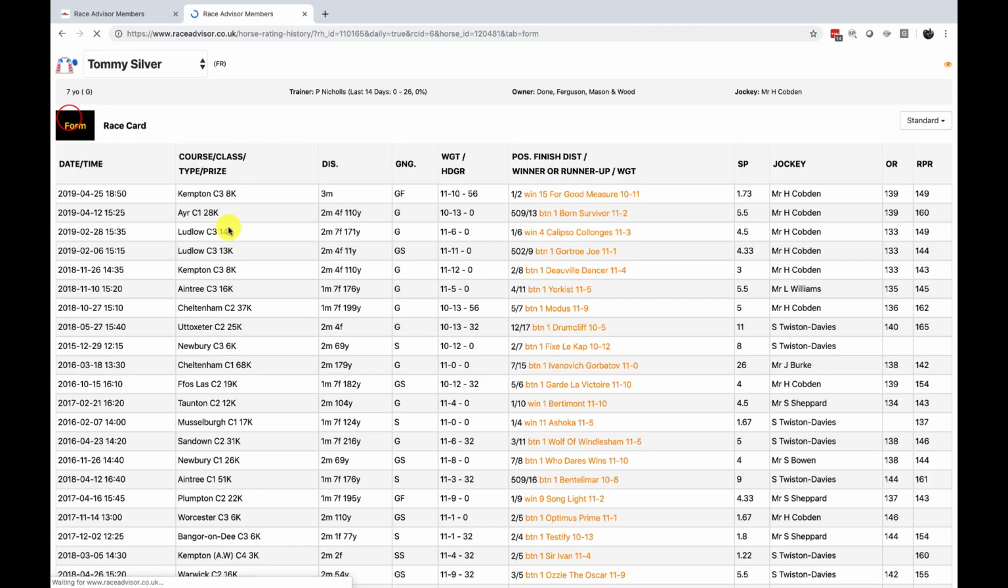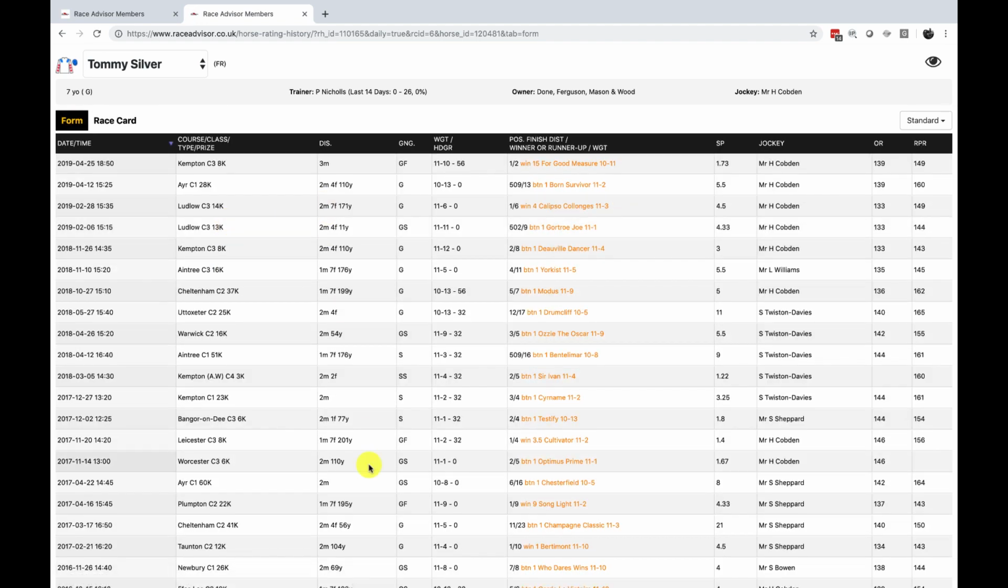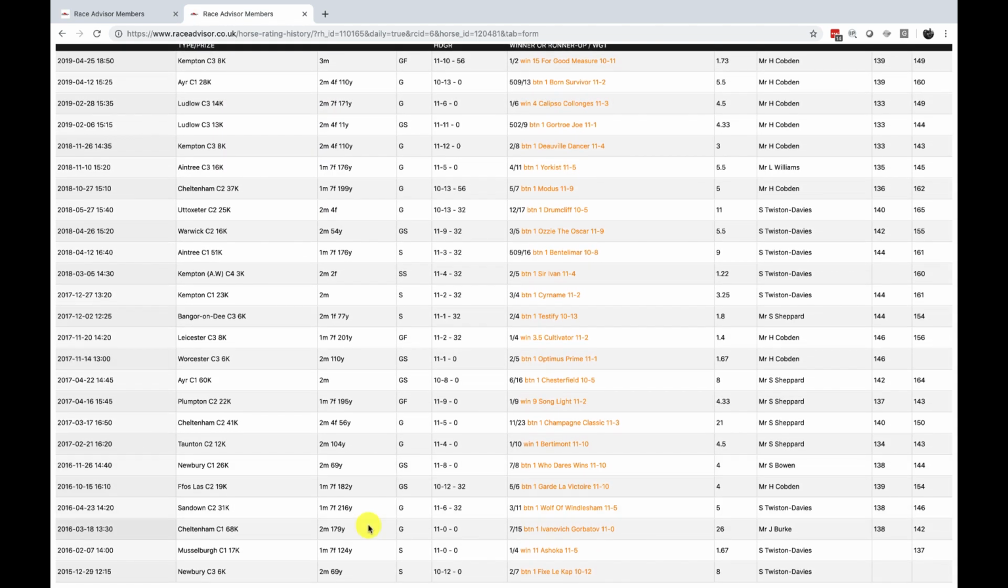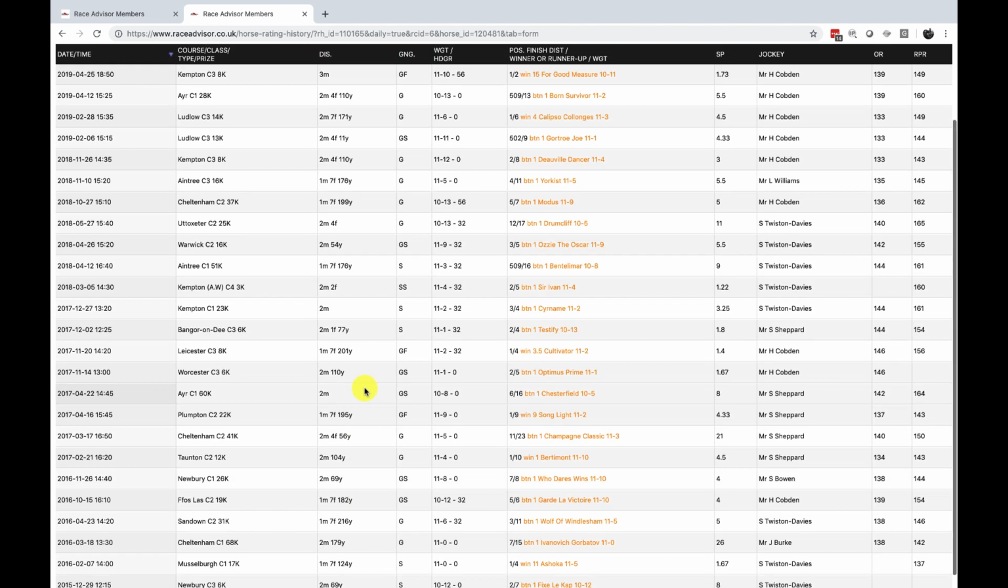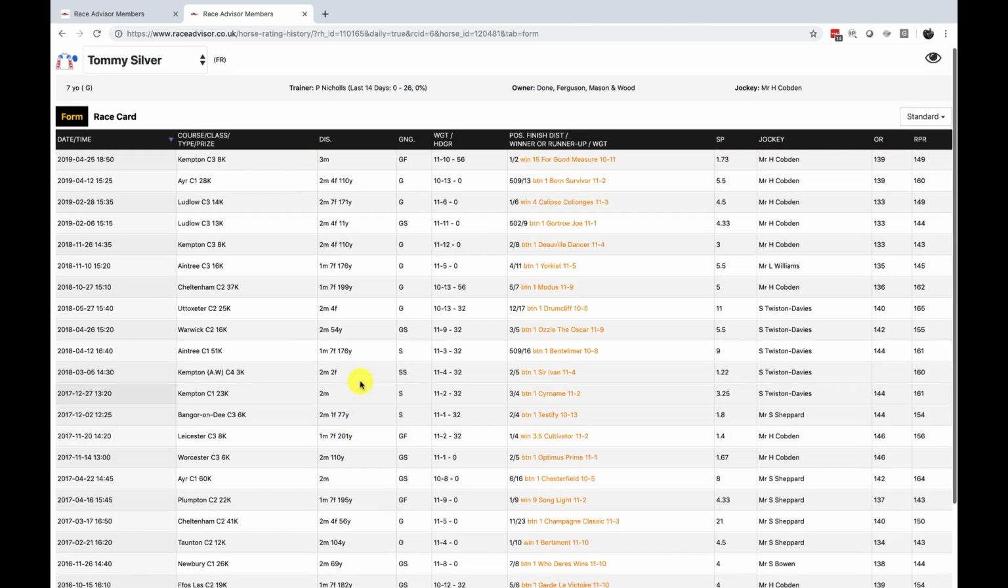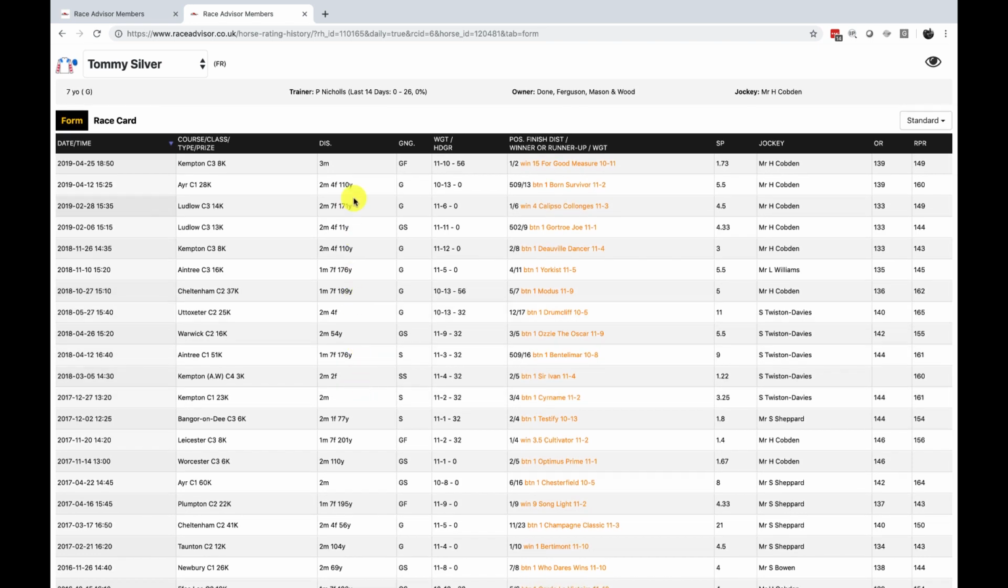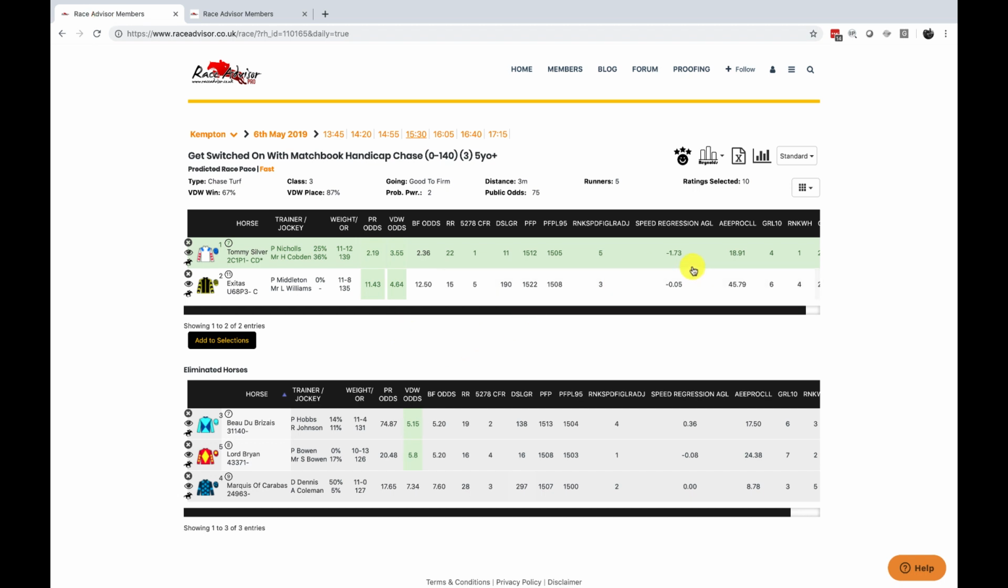Coming back to the form, what we can see here is that the horse has started at 1 mile, 7 furlongs, then come into 2 mile races, and the distance has slowly got longer over time. And that is likely to indicate why this speed regression is decreasing. Because the distance it's racing is getting longer, the horse is needing to get slower to win.